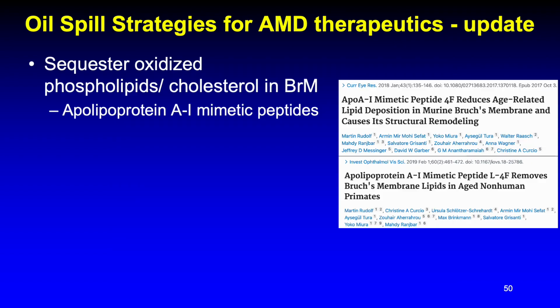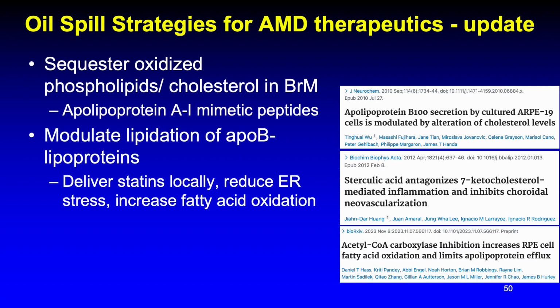There has been progress regarding the sequestration of oxidized phospholipids or cholesterol in Bruch's membrane. An apolipoprotein A1 mimetic peptide has been shown effective in removing histochemically detectable lipid and restoring Bruch's membrane ultrastructure in mouse, and additionally reducing membrane attack complex, the terminal effector of the complement pathway, in monkey eyes. Regarding the lipidation of ApoB-containing lipoproteins, several approaches are being investigated, including local delivery of statins, reduction of ER stress, and increasing fatty acid oxidation.